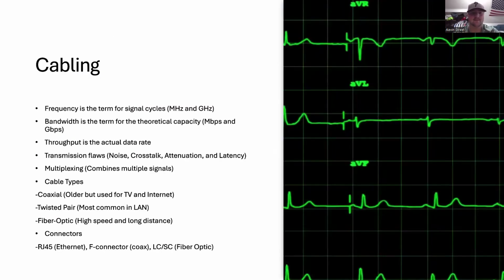Next chapter is about cabling. Frequency is the term used for signal cycles. This is the units of megahertz and gigahertz. Bandwidth is the term for the theoretical capacity, megabits per second and gigabits per second. Throughput is the actual data rate. And there are many transmission flaws that can occur. Different ones of these could be noise, crosstalk, attenuation, and latency.